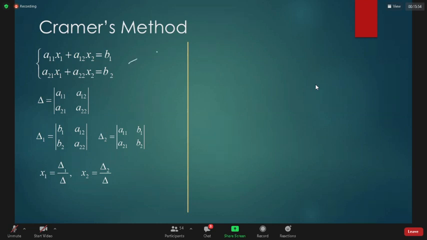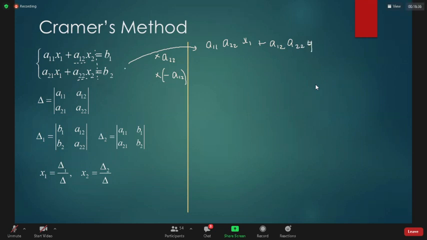So let's suppose I want to get rid of x2. So I would multiply the first equation by a22 and the second equation by minus a12. I choose minus because I want the products to have opposite signs, these products. Now the first equation becomes a11 a22 x1 plus a12 times a22 times x2.